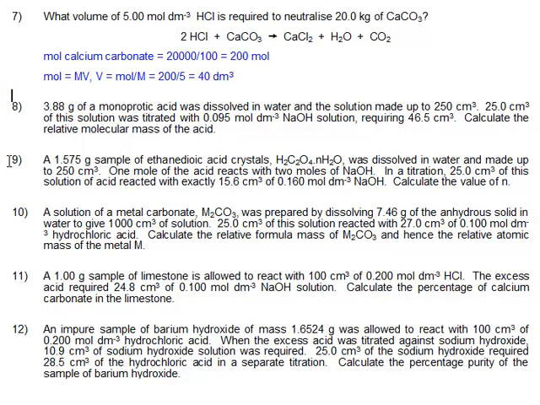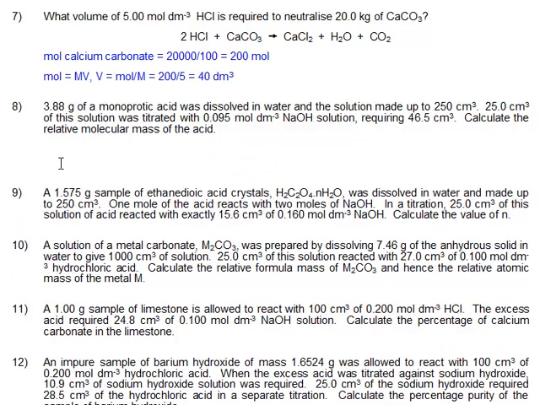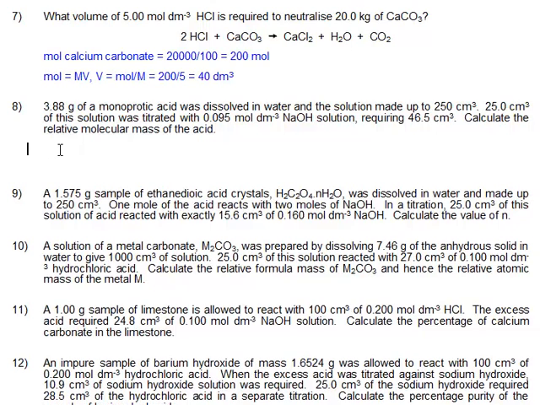Alright, next question, question 8. We're given the number of grams of a monoprotic acid. That means it's got one hydrogen. Mono means one, protic means hydrogen or proton. It was dissolved in water and the solution made up to 250. We took a tenth of this, 25, and titrated it with sodium hydroxide solution, and this is how much of the solution we required. So the information we can get first of all is the number of moles of sodium hydroxide.